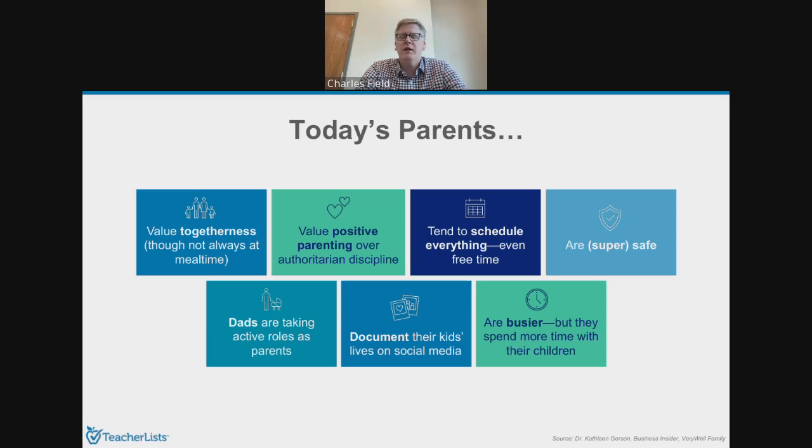Parents are very much focused on, are their kids super safe? We've always had parents that are concerned about the safety of their children, but it's only escalated in a number of years, and especially with this group of today's parents.